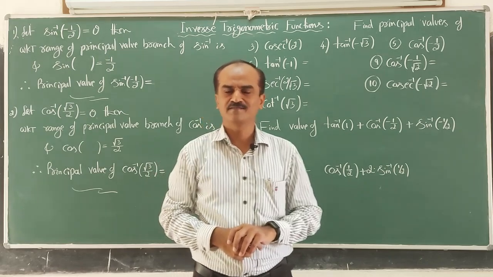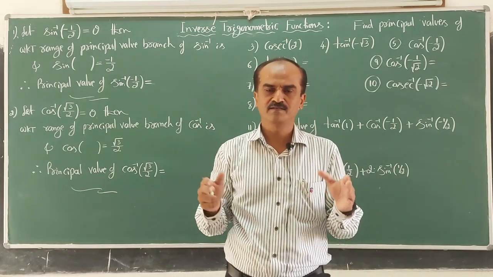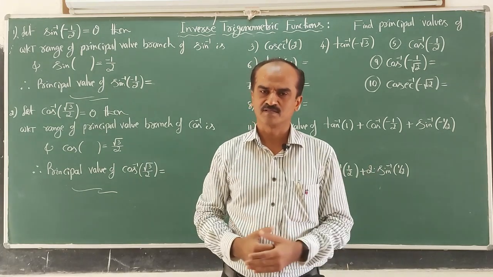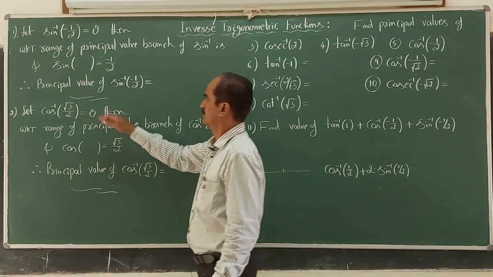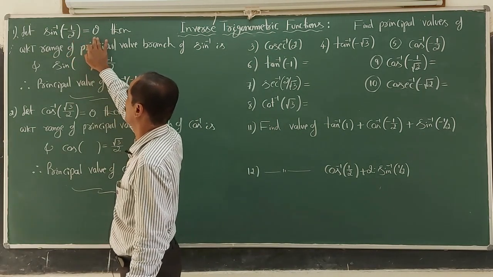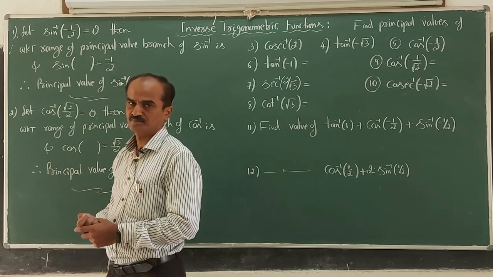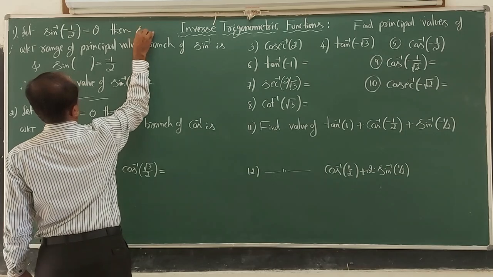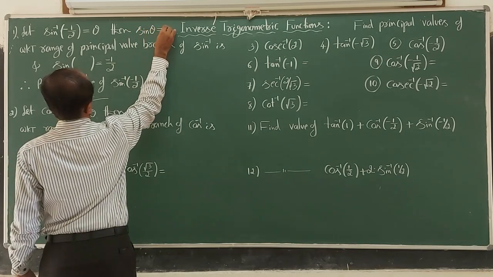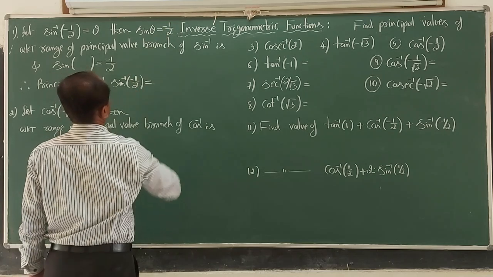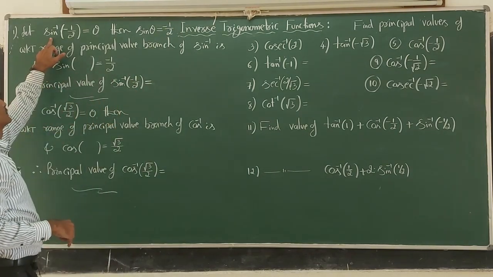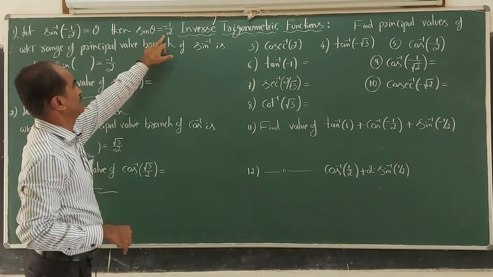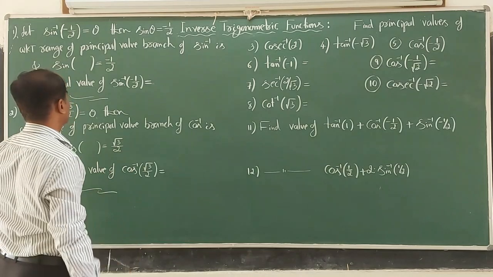We know that sine inverse function gives an angle in the interval minus pi by 2 to pi by 2. And we don't know which angle gives us this. For that, you start with: let sine inverse of minus 1 by 2 equal to theta. Then using the inverse function, what can you write? Sine of angle theta must be equal to minus 1 by 2, because f inverse of A equal to B means sine of B must be equal to A, using the inverse function rule.